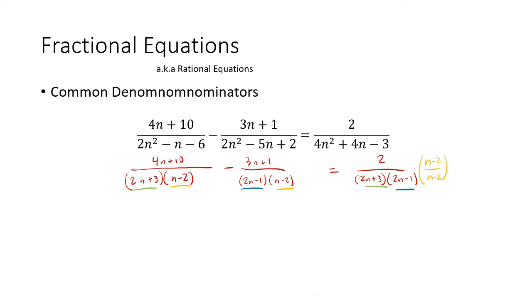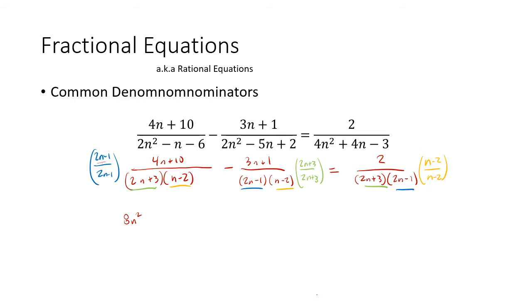We'll have to multiply the middle term by 2n plus 3 over 2n plus 3. And we'll have to multiply the term on the left by 2n minus 1 over 2n minus 1. Okay, when we do this, we're not changing any values, we're just getting common denominators. So now we're just going to focus on the numerators for now, and the denominator will come into play back at the very end. Okay, so if we multiply 2n minus 1 and 4n plus 10 together, we'll get 8n squared.